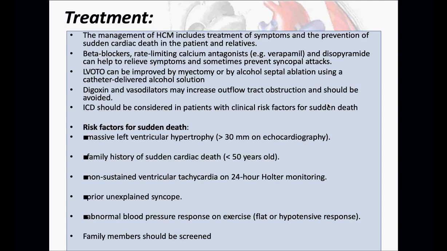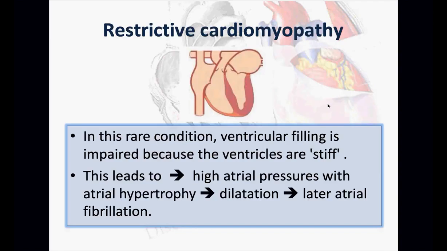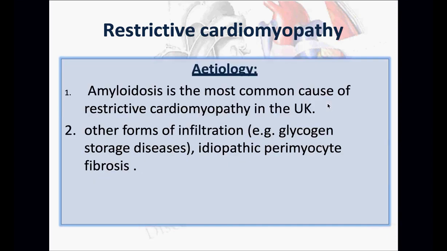Restrictive cardiomyopathy, next slide. In this condition, ventricular filling is impaired because the ventricles are stiff, leading to high atrial pressure with atrial hypertrophy, dilation, and later on atrial fibrillation. It is a rare condition and most commonly caused by, next slide, amyloidosis. Other forms of infiltration, for example, glycogen storage disease and idiopathic perimyocyte fibrosis.